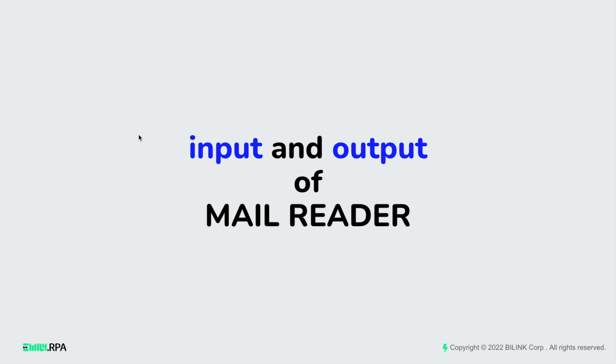This course introduces the input and output of the Mail Reader module. The Mail Reader module can read a specific mailbox of a specific mail account, output the content of the mail as a CSV file, and download the attachments in the mail. It is usually used to organize the mail information of a specific mailbox, compiling the content, subject, and other mail information into a table.